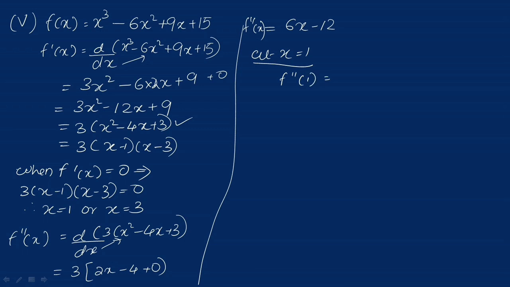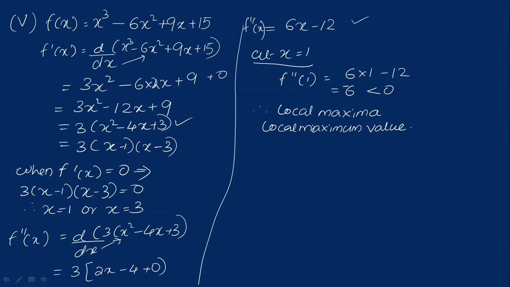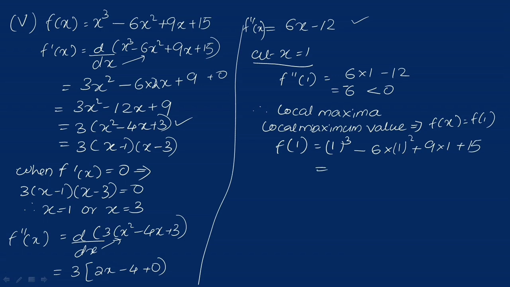At x equal to 1, we have f double dash of 1, that is 6 into 1 minus 12, that is minus 6. So we have minus 6 as f double dash of 1, that is less than 0. So it is a local maxima. So what is the local maximum value? That is f of 1. Applying it in the equation f of x, x cube minus 6x square plus 9x plus 15, we get 1 cube minus 6 into 1 square plus 9 into 1 plus 15. By solving, it will be 19. So we have the local maximum value, that is 19.